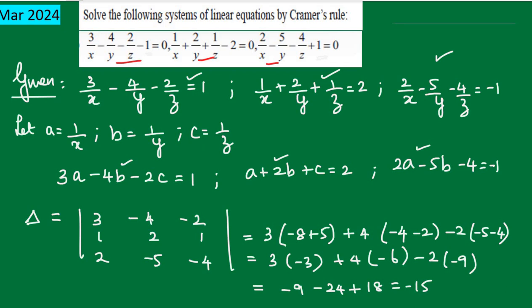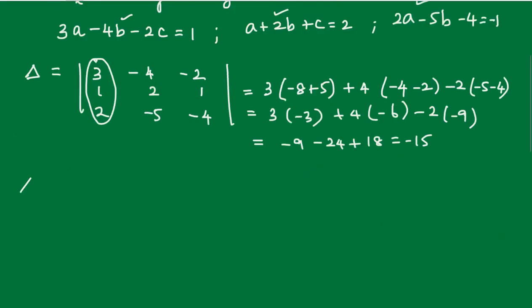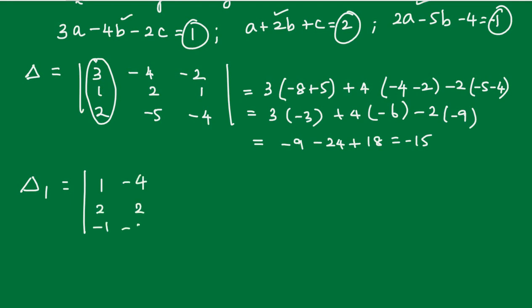Delta 1, here we have to replace the coefficients of a by the constant terms. It gives us delta 1. Now delta 1 is equal to, the constants are 1, 2 and minus 1. So it is replaced here, 1, 2, minus 1. Second column remains as it is. Third column also remains as it is.